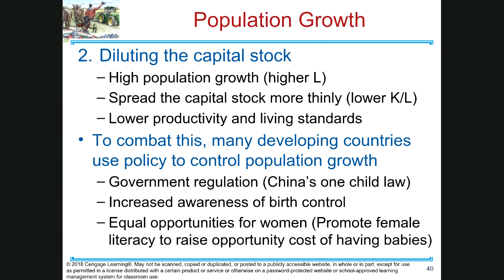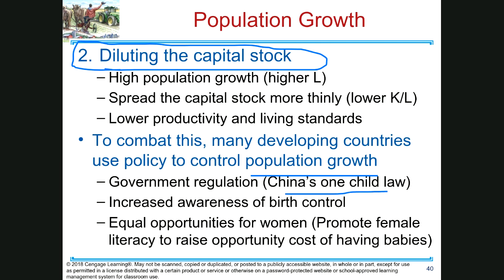Okay. What else? Population growth dilutes the capital stock. Workers won't have access to capital if there are more and more of them. Again, this is the negative side of population growth. And some developing countries like China use policy to control population growth. China's one-child law, increased awareness of birth control here in the West, equal opportunity for women, and promoting female literacy to raise the opportunity cost of having babies.